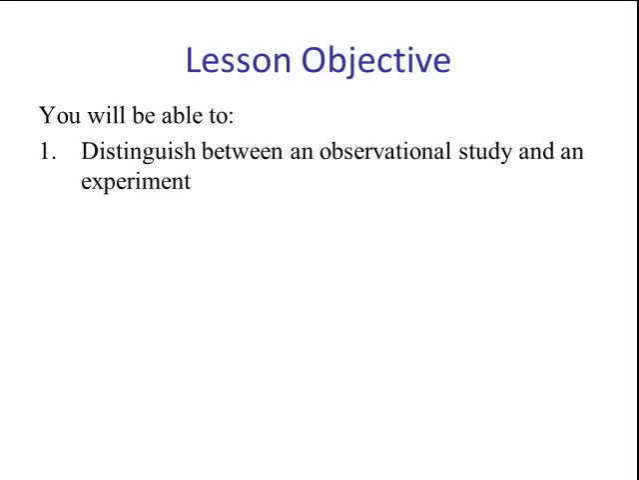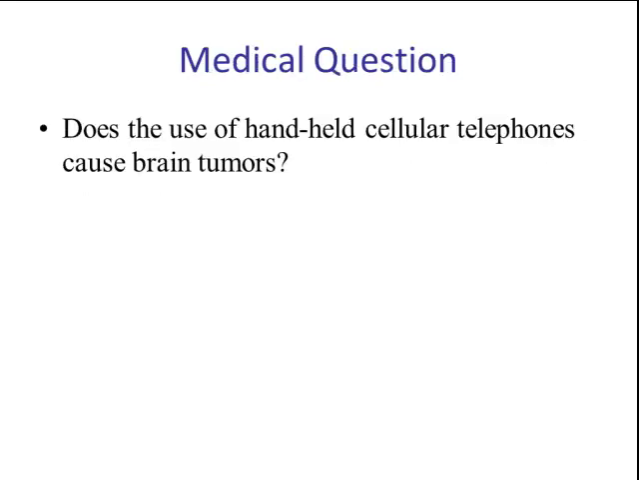Section 1.2, Part 1 of 2, Observational Studies versus Design Experiments. Lesson objective: distinguish between an observational study and an experiment. Let's start with a medical question. Does the use of handheld cellular telephones cause brain tumors? We'll look at two studies.